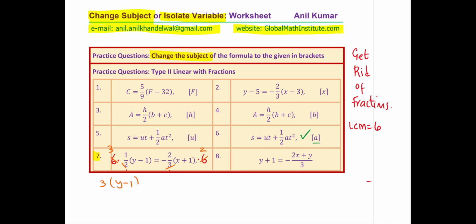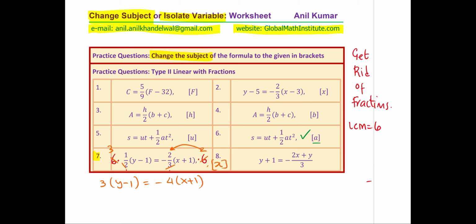y minus 1 equals minus 2 times 2, which is 4, x plus 1. Is this step clear to you? Once you cancel, you multiply this 2 with 2, you get 4, minus sign is already there. We need to get what x is, right? So in this case, we have to isolate and get the x.